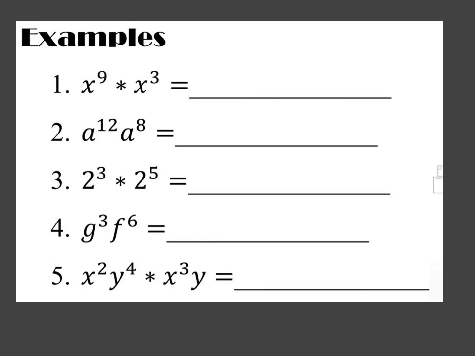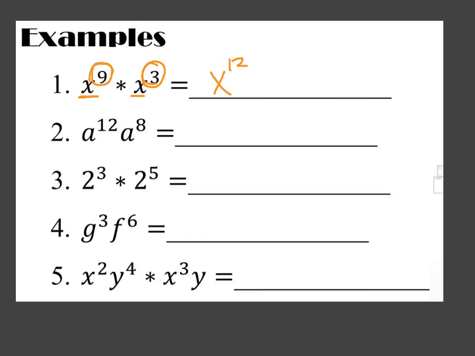So let's look at some examples and use our shortcut now that we understand why it makes sense. Example number 1, I have x to the 9th power times x to the 3rd power. The first thing I have to check is that they have the same base. Well, this base is x, this base is x. Awesome, they have the same base. So now what I can do, according to my rule, is add up the exponents. So I'm going to take 9 plus 3. Well, my base is still going to be x. 9 plus 3, that is 12. And that problem is now simplified.